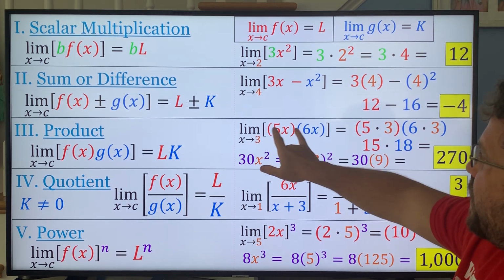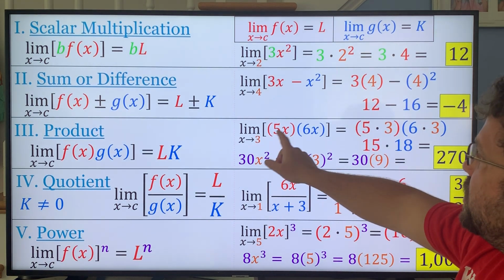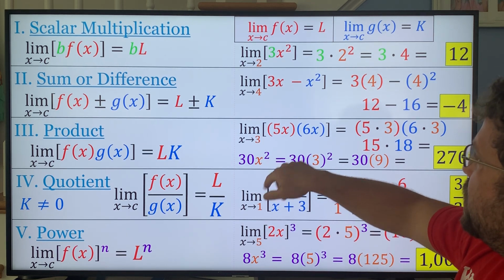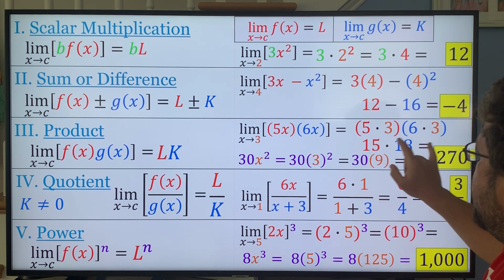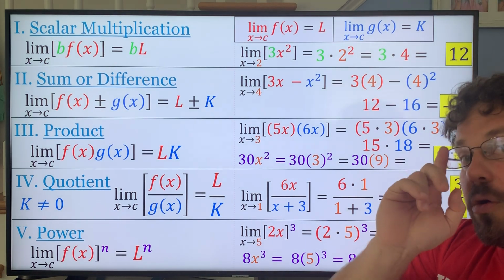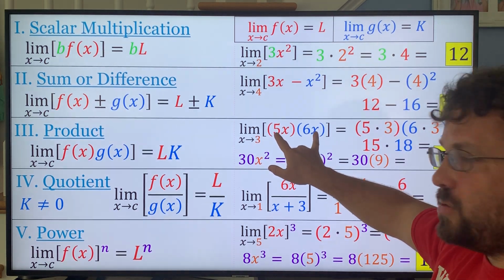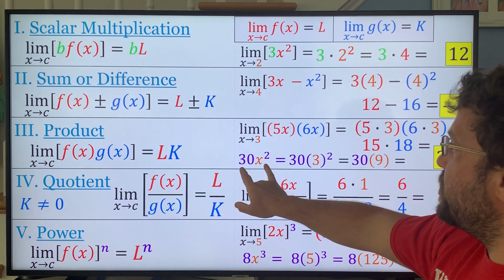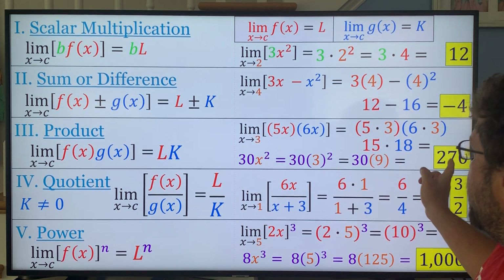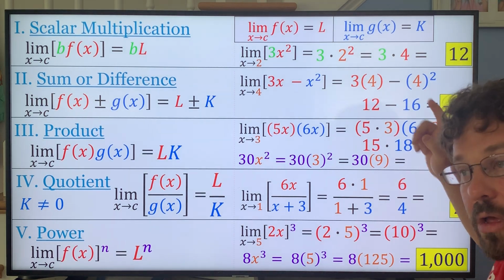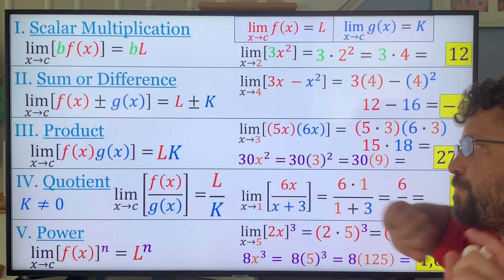Product. You can multiply 2 limits to each other. So, say you have a 5x and a 6x, 2 different functions. You would plug your 3 in for both x's. You would get 5 times 3, 6 times 3, 15 times 18 is 270. You can also do the algebra first. 5x times 6x is 30x squared. Then plug your 3 in. 30 times 9, 270. Which way's better? The way that you get the right answer.